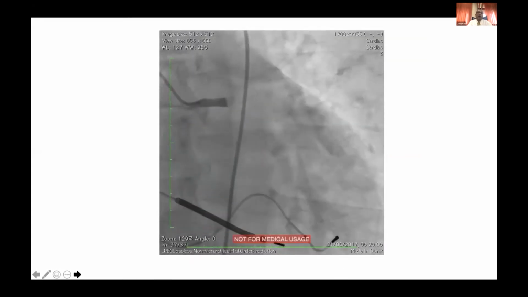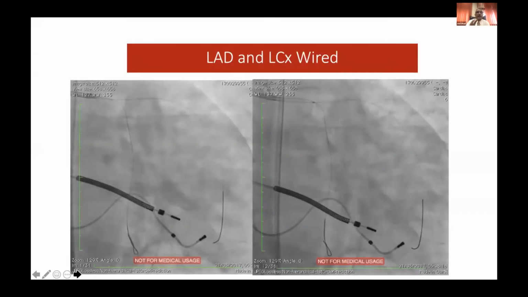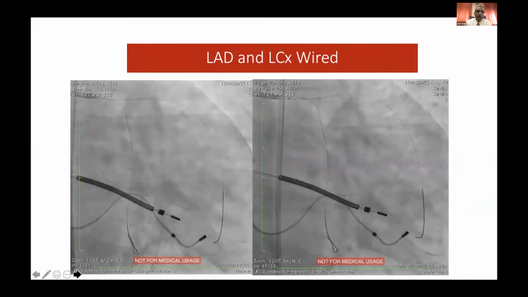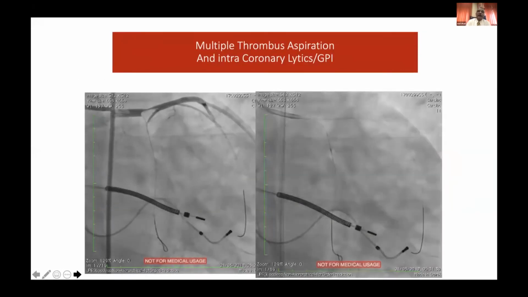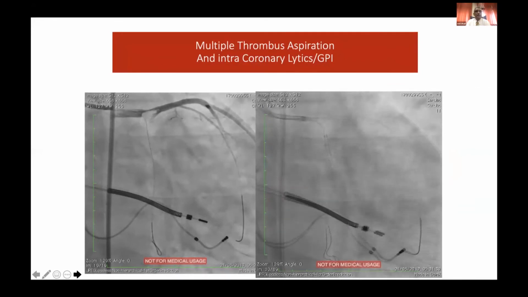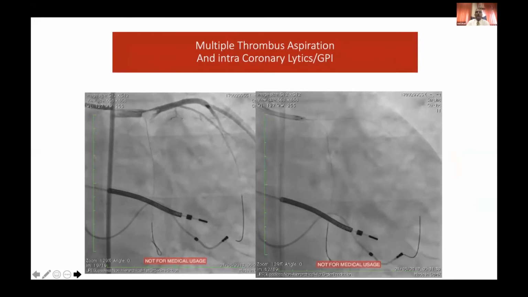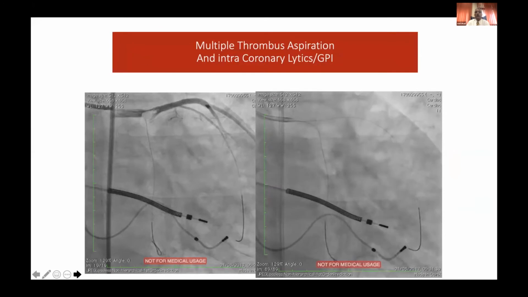This is an LV clot which had embolized into the left main. It is said that they more often embolize into the right coronary artery because of the anatomical location. But here was a left main, and we did not know the anatomy. So we first wired the LAD and circumflex, because everybody knows that LAD and circumflex exist. Then we went ahead and did multiple thrombus aspiration. We used our own homemade cocktail of lytics and glycoprotein 2B3A inhibitors, restored some flow.